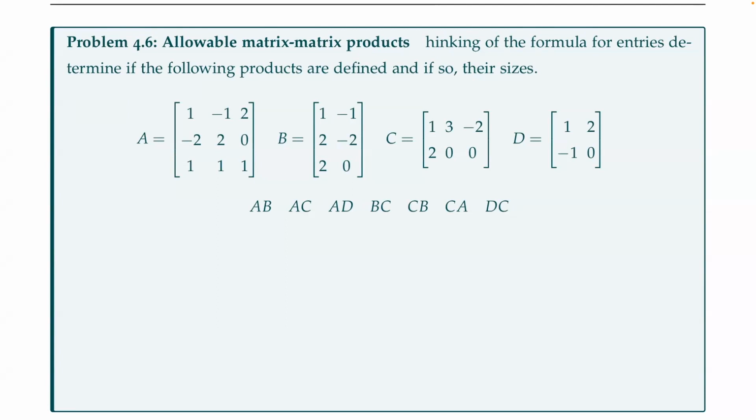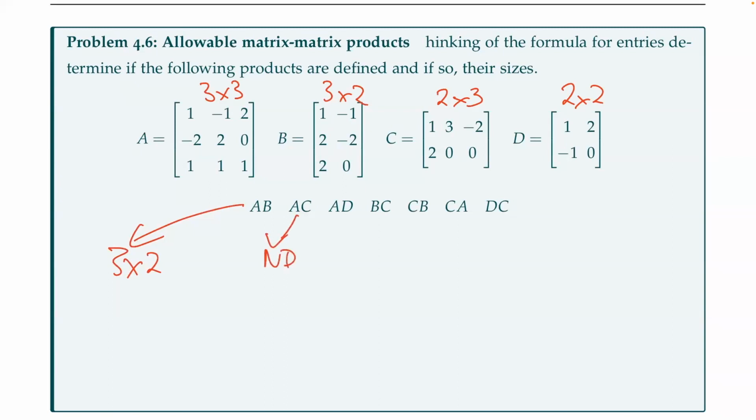Okay, so we've got these different matrices here. A is what size? 3 by 3. B is what size? 3 by 2. C is? D is? 2 by 2. Okay. I'll work through these. Either tell me the size of it or tell me if it's not defined. AB. AB is 3 by 2. AC? AC is not defined because this 3 doesn't match this 2 here. AD? Not defined. BC?